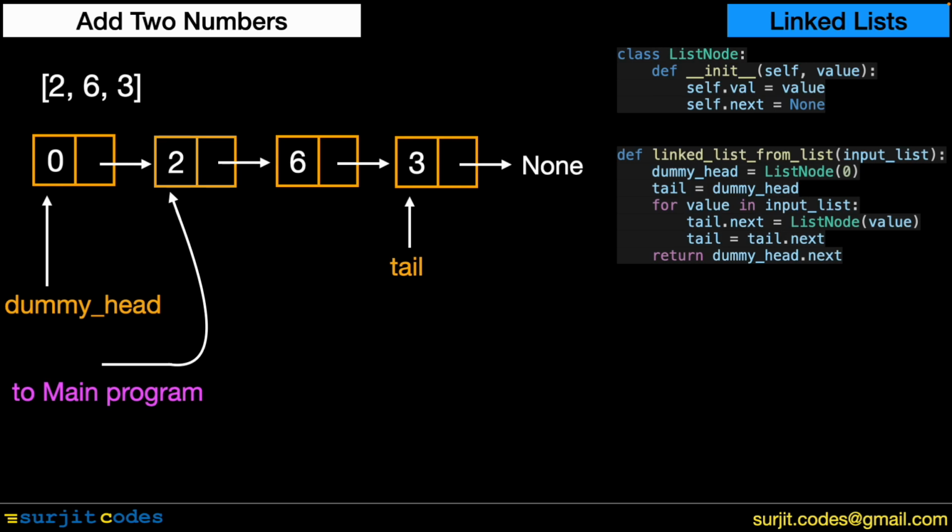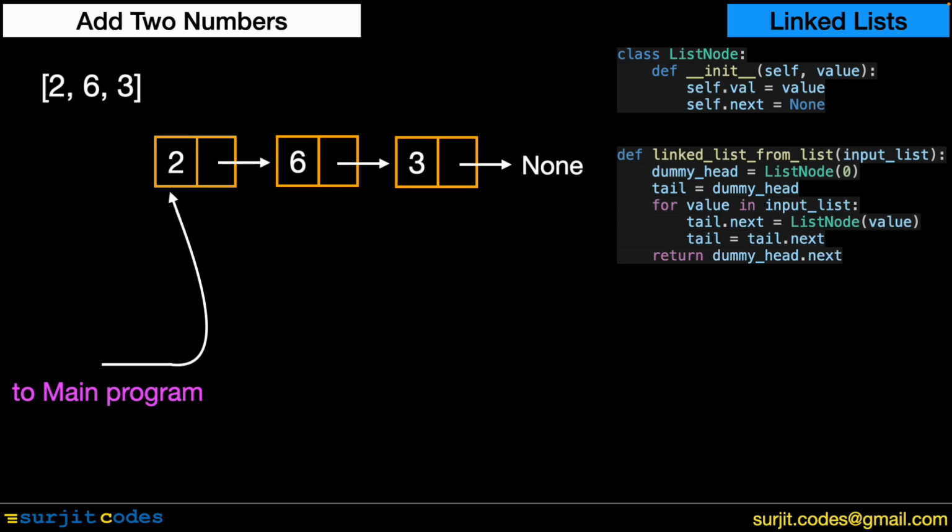We discard the extra node and return the address of the next part of dummy head to the main program, which is saved as head by the main program. So head points to the memory location of the first node in the linked list. Once we return from this function, the local variables of this function, including the temporary node, free their space.